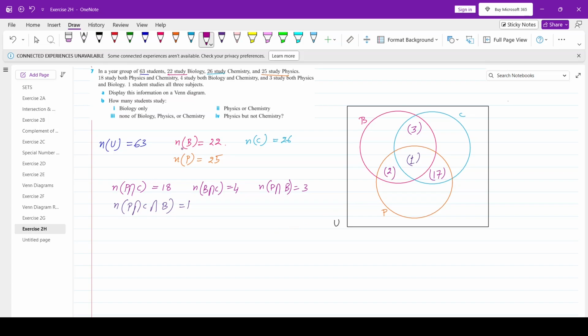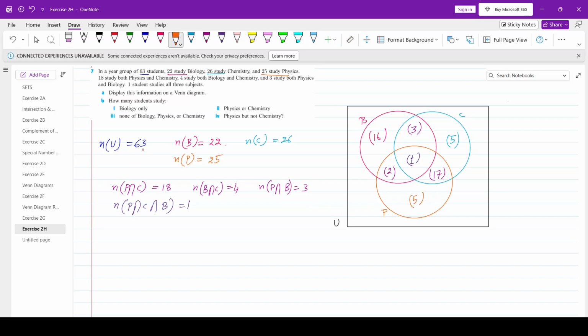Now, the number of students in biology is 22. That means this red circle has 22 students, out of which 3 plus 2 plus 1, that is 6 students, we have already considered. So 22 minus 6, that is 16, will come over here. Chemistry has 26 students, out of which 17 plus 3 plus 1, that is 21, we have already considered. So 26 minus 21 is 5, and that will come over here. Now physics has 25 students, out of which 17 plus 2 plus 1 we have already considered. That is 20. Therefore, 25 minus 20, the remaining 5 students will come over here.